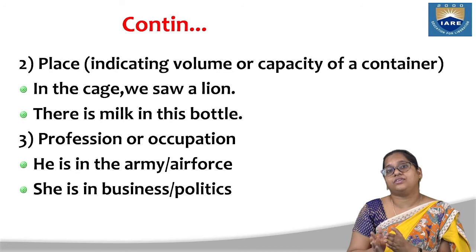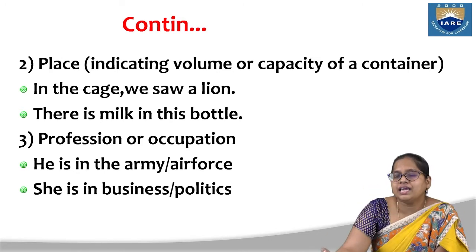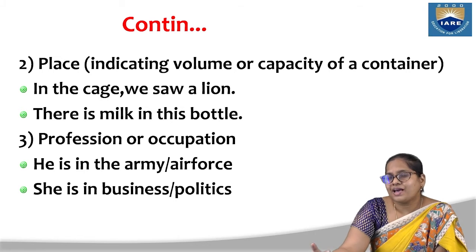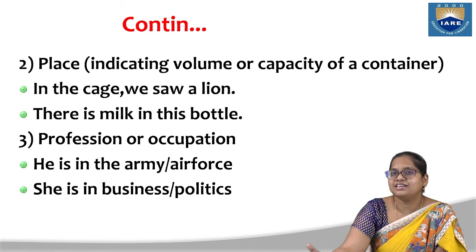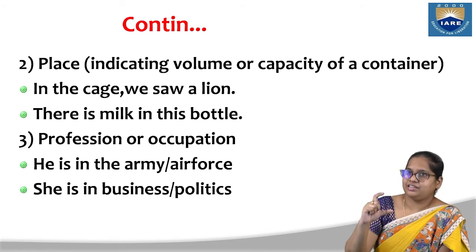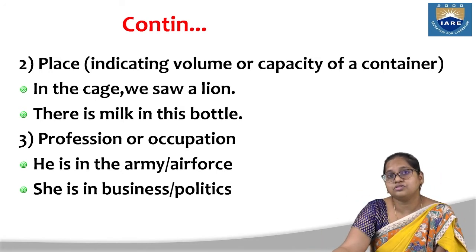The bird is in the cage. We saw a lion in the cage, right? And then you are indicating capacity of a container or indicating volume. You can say there is milk in the bottle. There is milk in this bottle. So any container, there's some water in the bottle. You don't say there is some water on the bottle, right? So that is the sense.